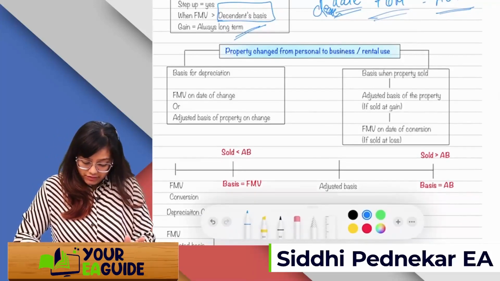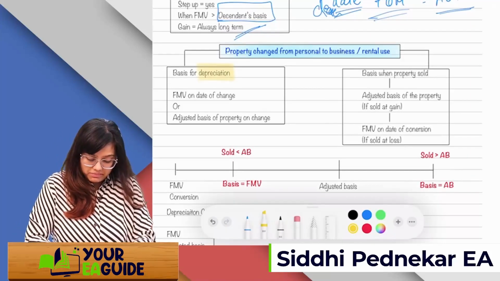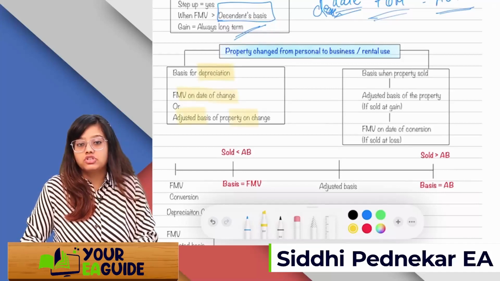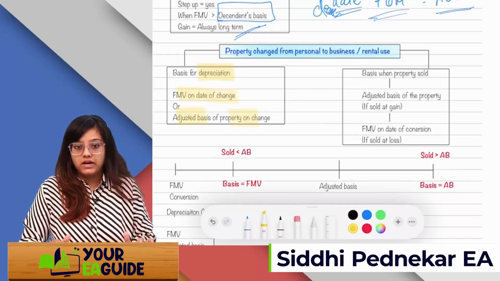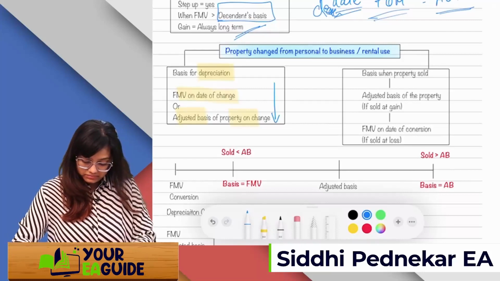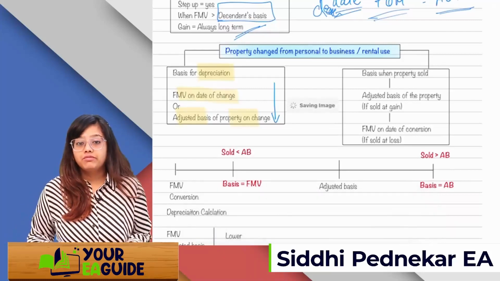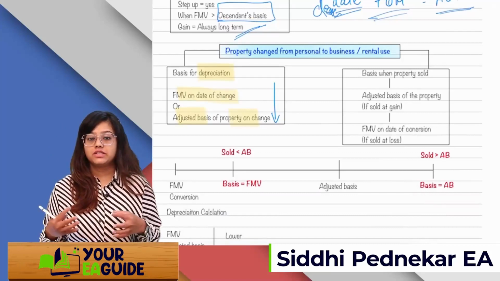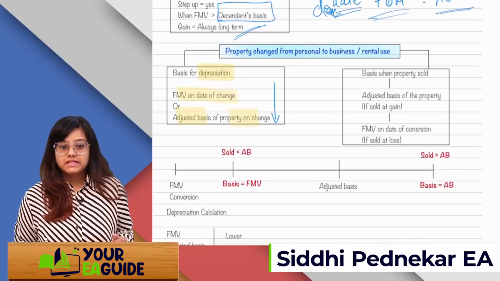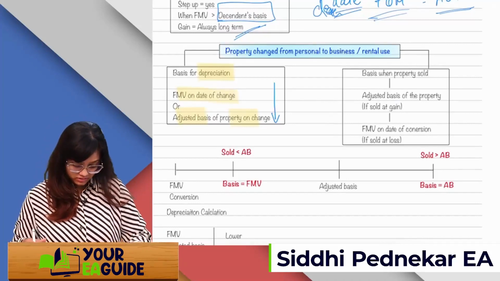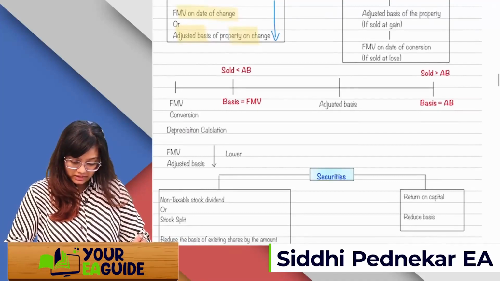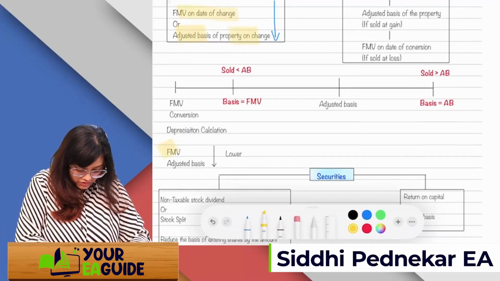Let's see. If I talk about depreciation, what is the basis for depreciation? It will be the FMV on the date of change or the adjusted basis of the property on the change, whichever is lower. We are going to take that as the basis for calculating the depreciation. See here, I think it is mentioned: FMV or adjusted basis, whichever is lower, will be taken for calculating the depreciation.